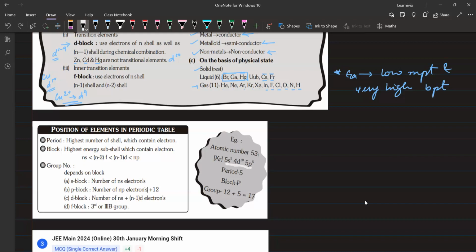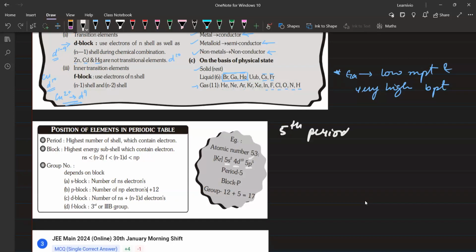Now, from these three phrases, 5s2, 4d10, 5p5, we can calculate the period, the block, and the group number. First of all, the period is the highest number of shell which contains electrons. So if you look here, it is 5s2, 4d10, and 5p5. What is the highest number? Highest number is 5. So it is in the 5th period.